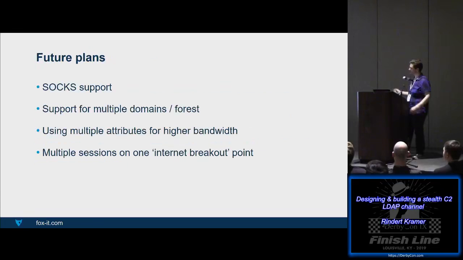So, future plans: SOCKS support, so you can route data over a SOCKS server, basically. Support for multiple domains or forests, using multiple attributes for data for higher bandwidth. And multiple sessions on one internet breakout point. So you have multiple Bobs and one Alice, and you can just route all the data through Alice to your Cobalt Strike instance.